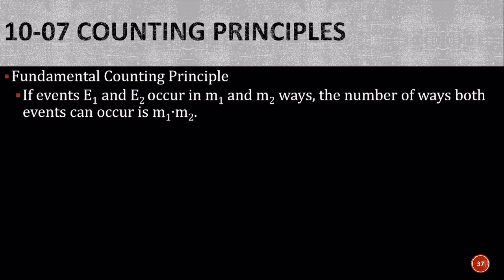Lesson 10.7, Counting Principles. The fundamental counting principle is that if events E1 and E2 occur in M1 and M2 ways, the number of ways the events can occur is M1 times M2. So in other words, if there are multiple events, the total number of ways they can occur is just found by multiplying the ways each of them can occur.